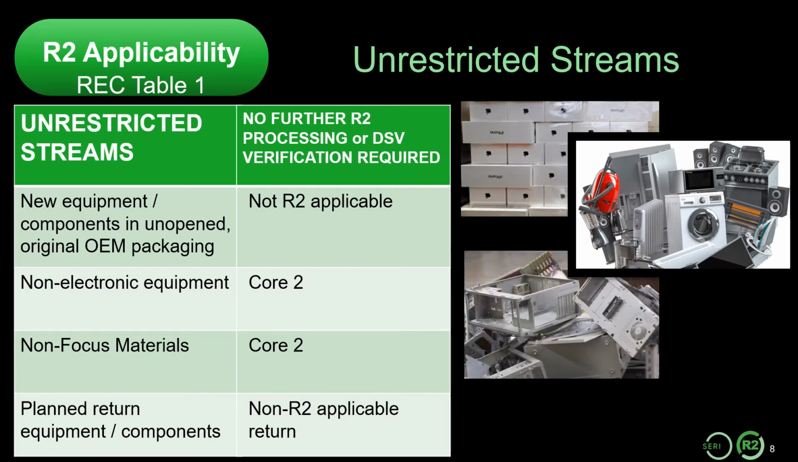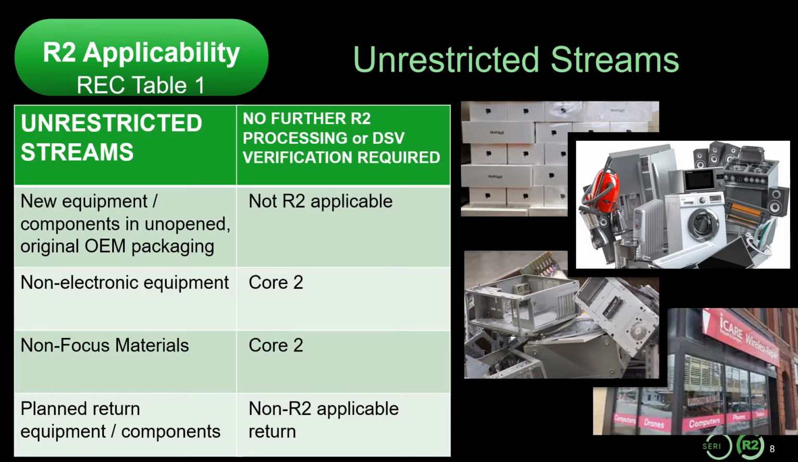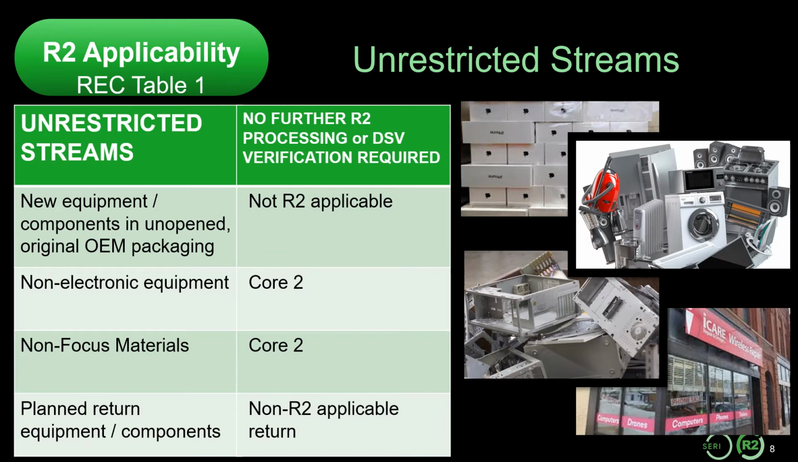Non-focus materials are also listed as an example of an unrestricted stream, but must also be managed according to the Core 2 hierarchy requirements. For example, the metal or plastic housing of a computer is not a focus material, but would need to be recycled according to the Core 2 hierarchy requirements. The last example on this list is planned returns, which refers to a very specific and rare situation, which we will examine next.